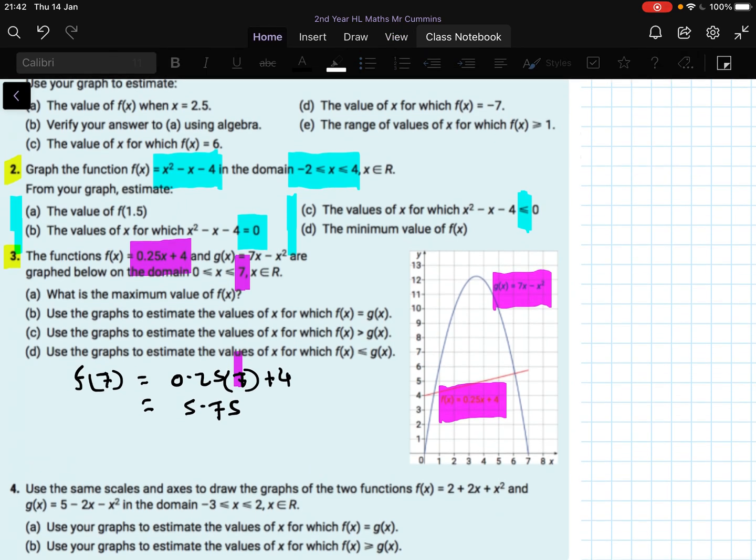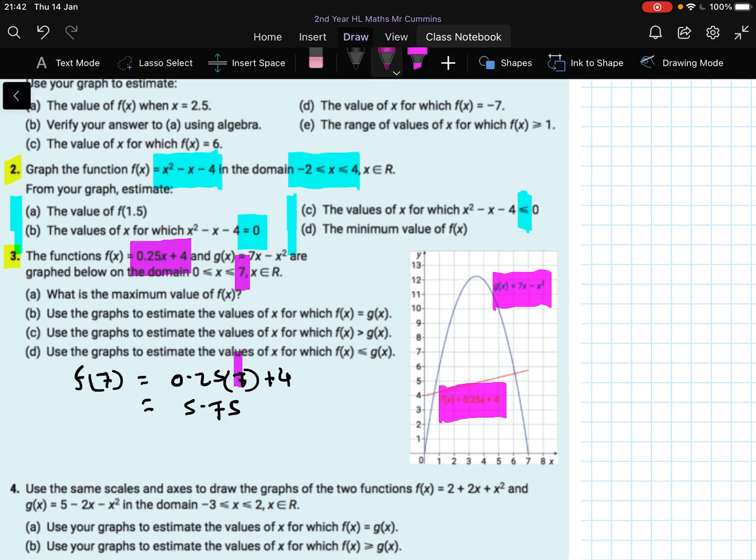If we look at the maximum value of f of x on our graph, here is where the maximum value of f of x is. And that's roughly 5.75, isn't it? So I can read that answer from the graph roughly, but using algebra I can do it much more specifically. I can get bang on 5.75.